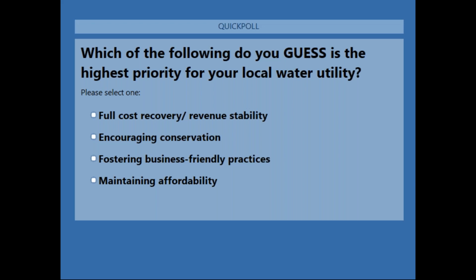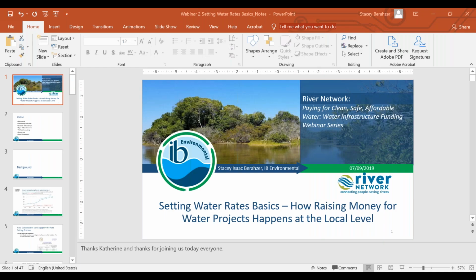I did say before, sometimes it's hard to guess. But yeah, I certainly have seen those kind of rise to the top. And again, when you have to rank it, maybe most of the utilities you work with say, yeah, we do care about conservation. But let's be real, when conservation is stacked against some of these other things like full cost recovery, then sometimes it falls lower in the list.